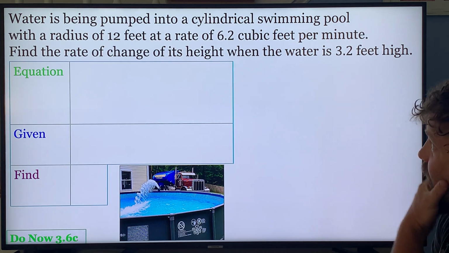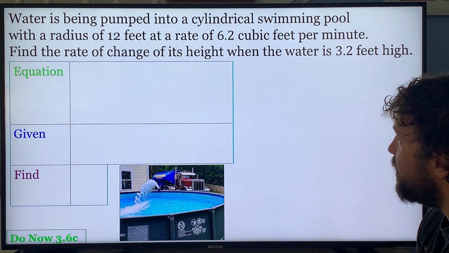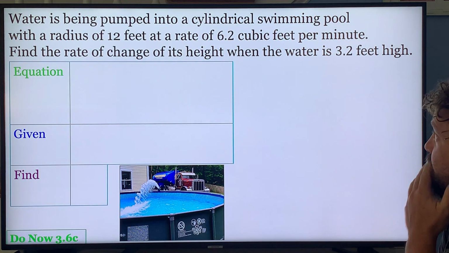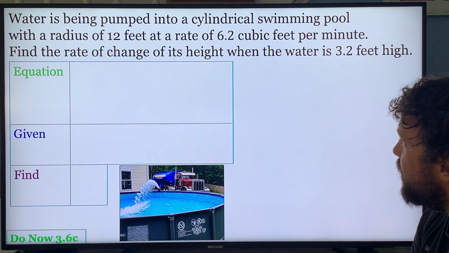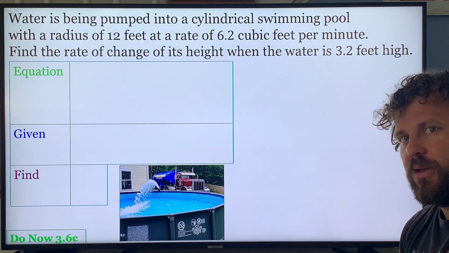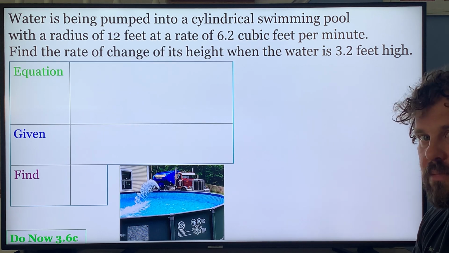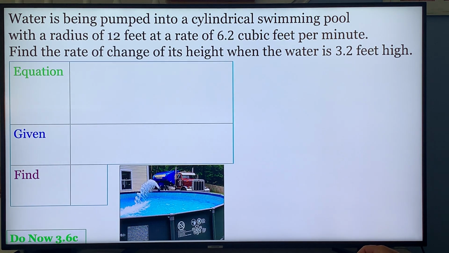Water is being pumped into a cylindrical swimming pool with a radius of 12 feet at a rate of 6.2 cubic feet per minute. Find the rate of change of its height when the water is 3.2 feet high. Go. No, that's not my pool. A lot nicer than my pool. All right. Equation.